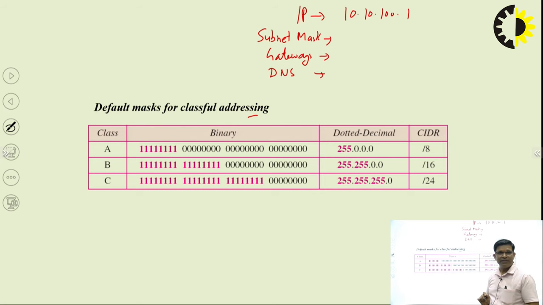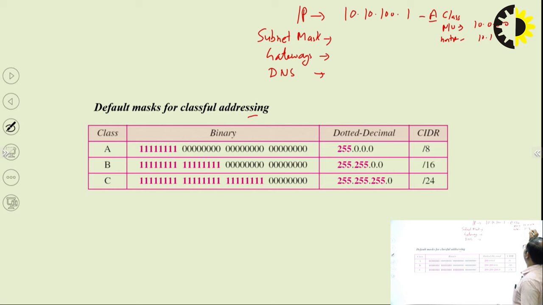10.10.100.1. So let's take an example. The IP address is 10.10.100.1. Okay. So this belongs to class A IP address. Okay. So this is the A class IP address. What is the network address? Network address is 10.0.0.0. What is the host address? Host address is 10.100.1. This is the host address.